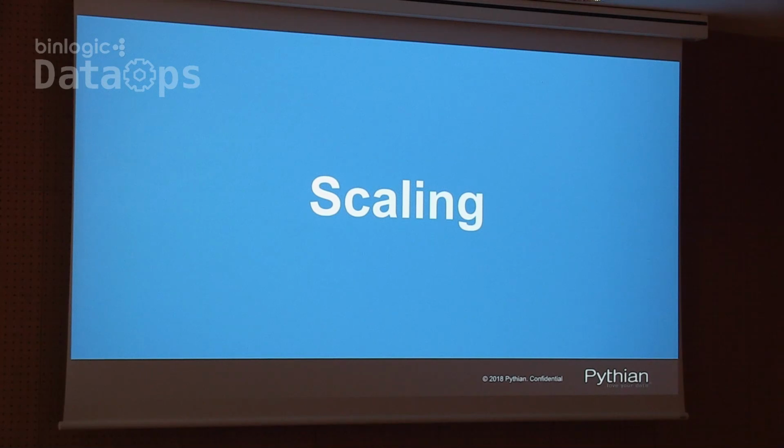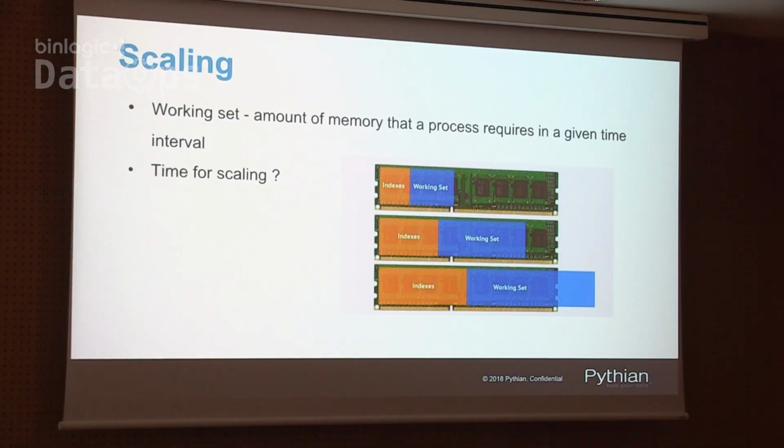Now let's move into scaling. So we have high availability. We have our data set on a single server or multiple copies across a replica set. But when it's time to scale, with scaling, there is one variable that's bounded with every system, and that's the working set. Working set represents the amount of memory that a process needs in a given time interval.